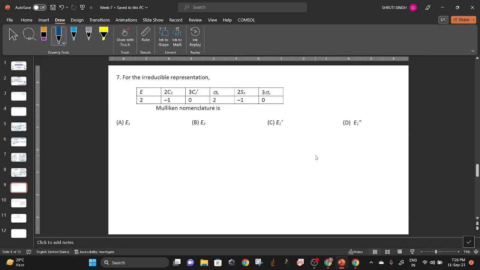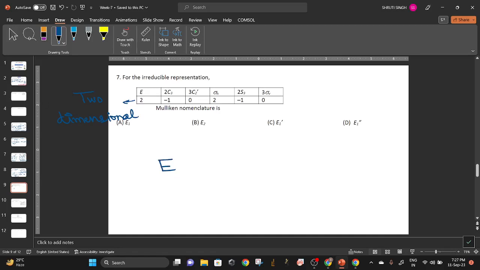Okay. Now this is the same thing. We have to find the Mulliken symbol. Here the character under E is 2, which means it is a two-dimensional representation. First thing we need to see to decide the Mulliken symbol is the character under E, whether it is 1, 2 or 3 or whatsoever. If it is 1, we will go with A or B. If it is 2, it means it is a two-dimensional representation, so the Mulliken symbol will be E itself.